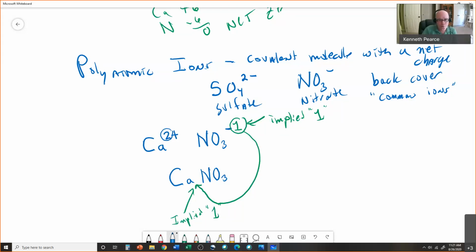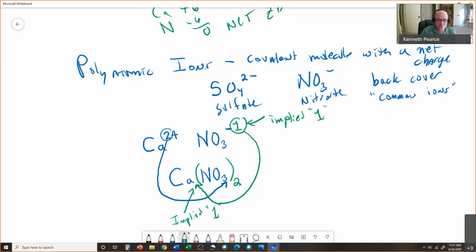But here's what we're going to do. We need 2 of everything here. So what we're going to do is put that polyatomic ion in parentheses, and we're going to put another subscript down here. And that's going to mean 2 of the nitrates, 2 of everything, because you see that charge is on the entire polyatomic. It's not on the oxygen.